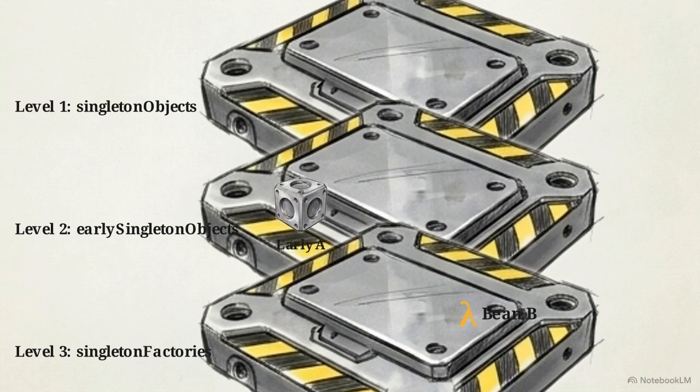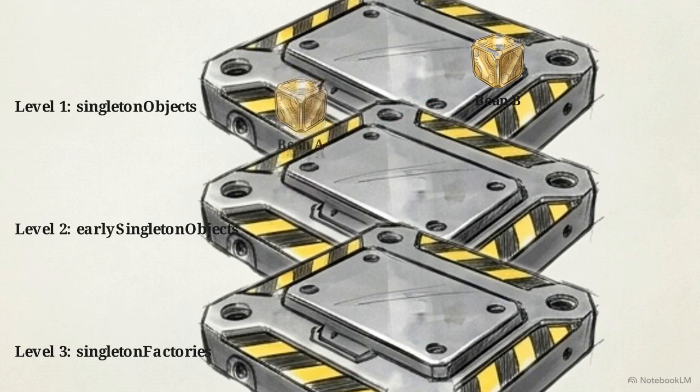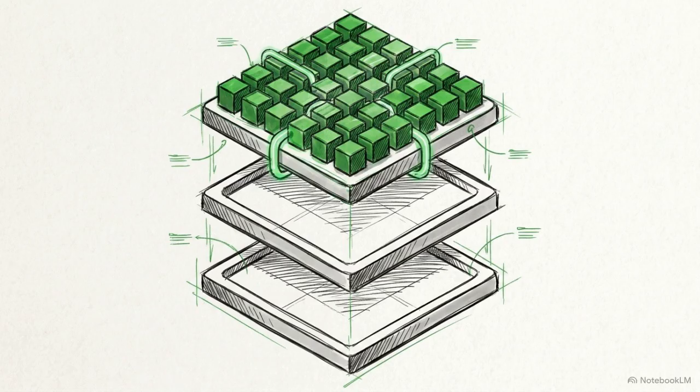Bean B safely injects this early reference of A, completes its own post-processing, and is promoted to the first level cache. Control returns to Bean A's thread. It finds the completed Bean B in level 1, injects it, and completes its own lifecycle steps. The circular loop closes without a runtime failure. This promotion cascade ensures reference safety, even in complex, interconnected object topologies.